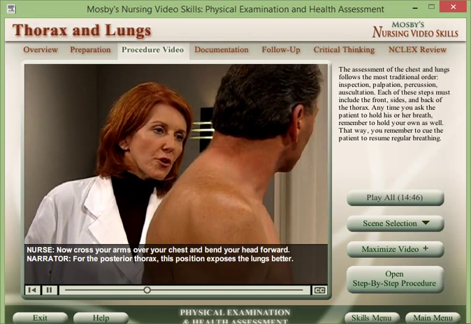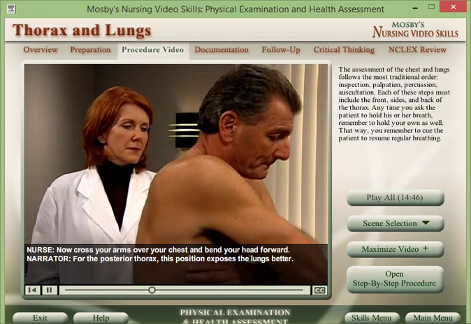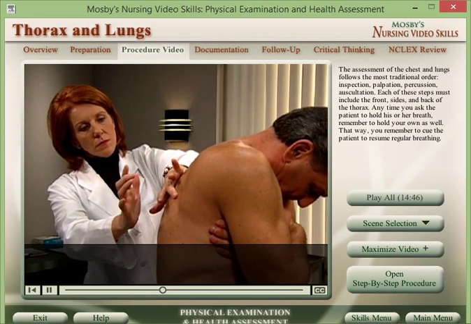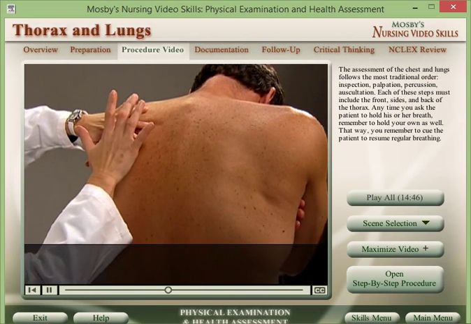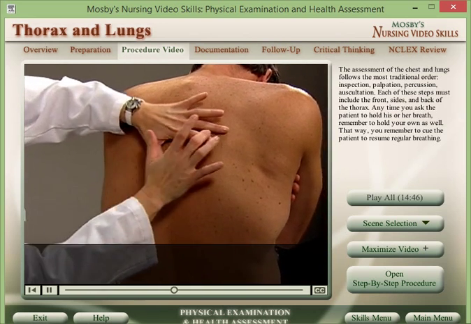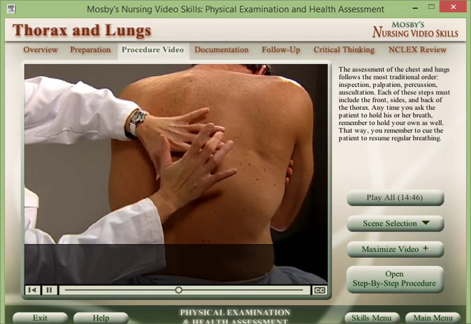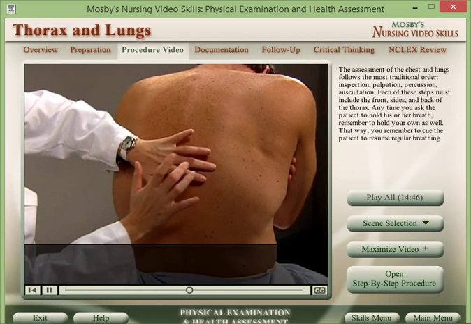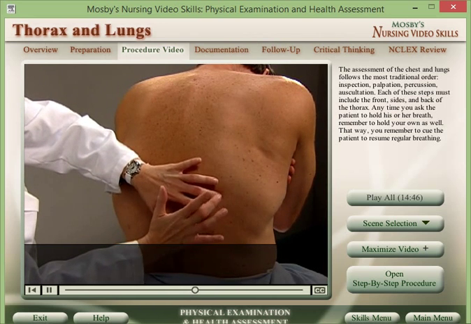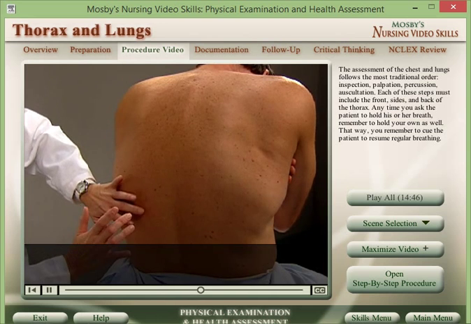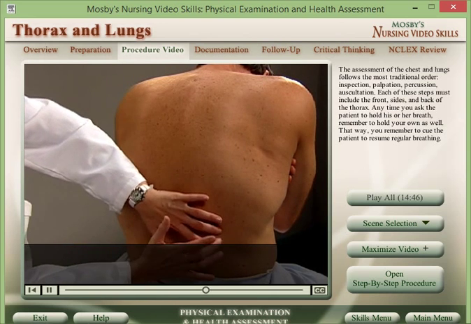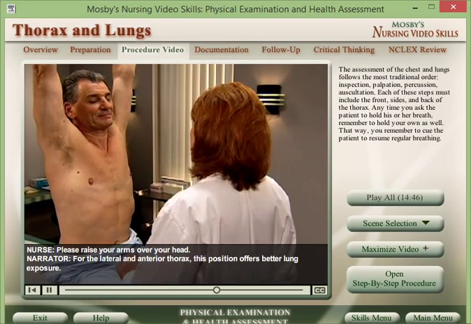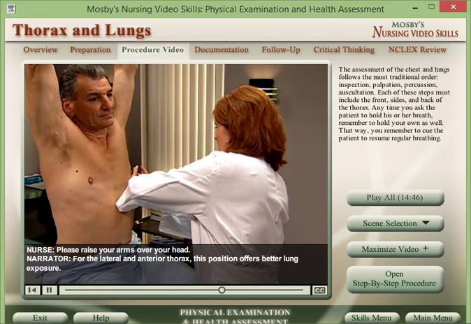I need you to cross your arms across your chest and bend your head forward for me, please. For the posterior thorax, this position exposes the lungs better. Raise your arms above your head. For the lateral and anterior thorax, this position offers better lung exposure.